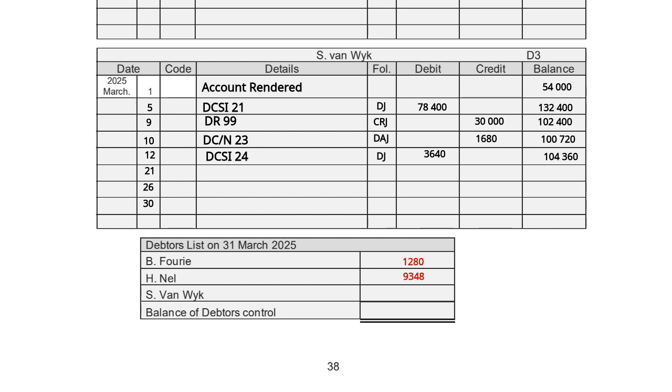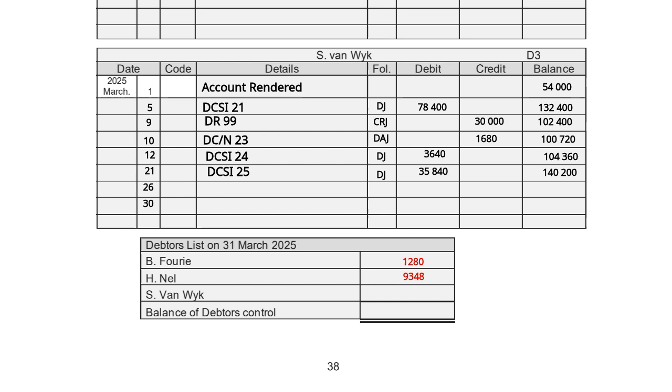Then on the 21st, credit sales of goods to S van Wyk 35,840. So more credit sales is our DJ. Duplicate credit sales invoice is our details. 35,840 in the debit column. And now the balance is 140,200.